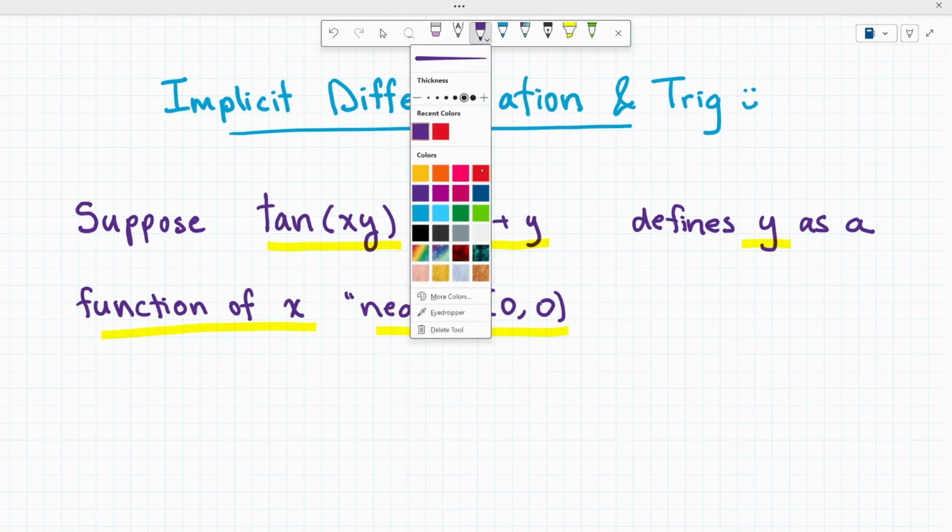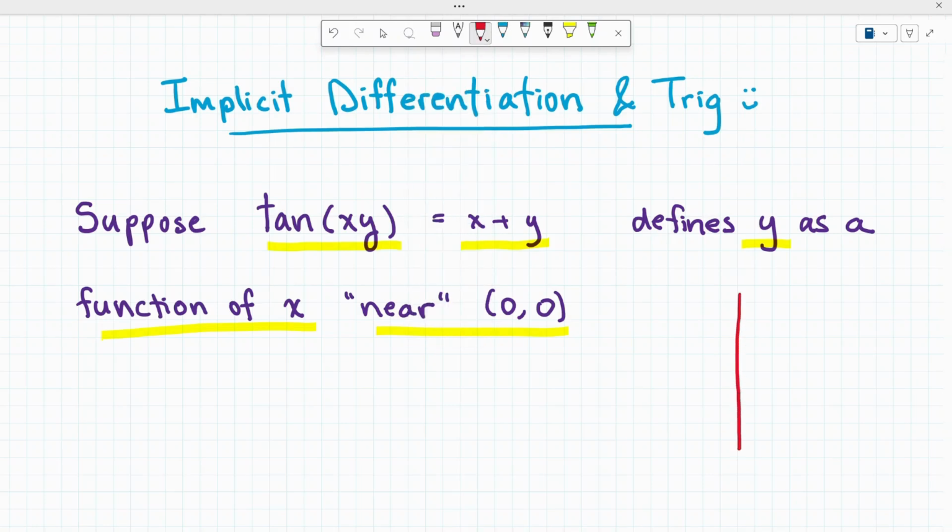So let's take a little moment and draw out the region that we're going to be considering today. It says that this defines our function near the point (0, 0). So (0, 0) is our origin, so we can put that on our plot right over there. And then what we want to do is draw this open region near this point. So we're going to be considering everything in this region that is near (0, 0), and for every x, there is one and only one value for y. So that is also important to note.